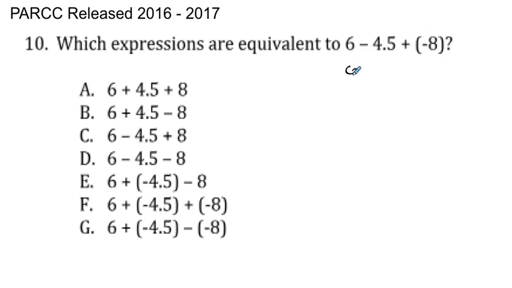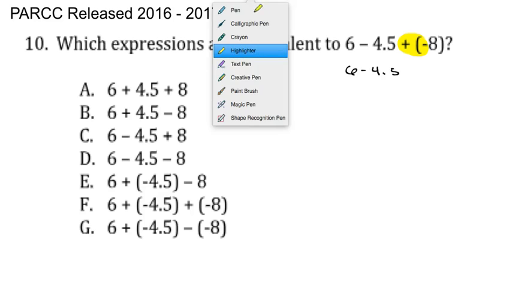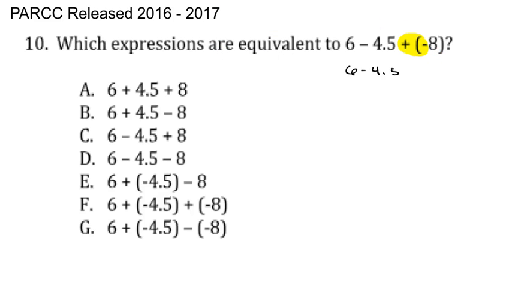I'm going to simplify this as 6 minus 4.5, and I'm going to highlight this right here, the positive and negative. What does that really mean, a plus minus 8? That really just means that it's going to be minus 8. If I take these two signs, if I add a negative 8, it's the same thing as subtracting 8. It's the same concept. So I have 6, subtract 4.5, and then I'm going to subtract 8.